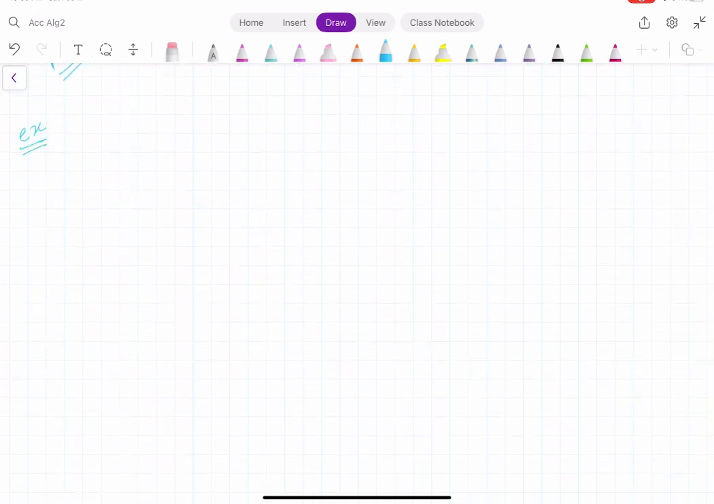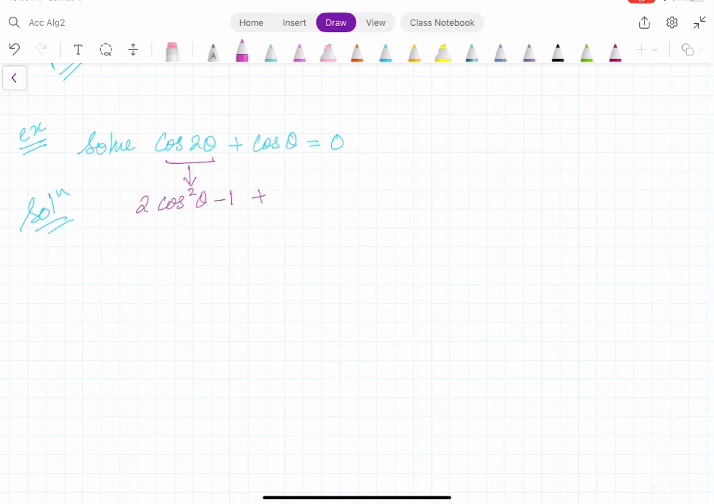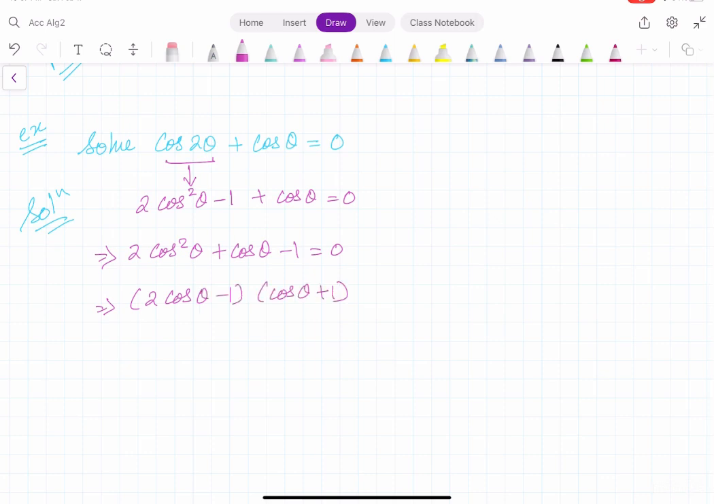Now let's try a few examples. In the first example, they are asking us to solve cos 2 theta plus cos theta is equal to 0. To do that, we can replace cos 2 theta with a double angle theorem that we just did. So cos 2 theta can be written three different ways. We are writing it as 2 cos square theta minus 1, because I want everything in cos format, because it will turn into a quadratic, and we know how to factor the quadratic. If you factor the quadratic, it will become 2 cos theta minus 1 and cos theta plus 1.